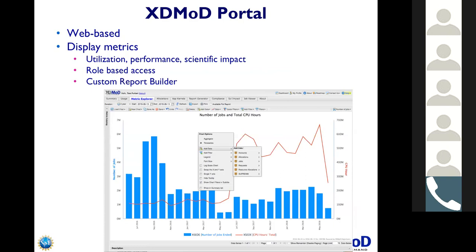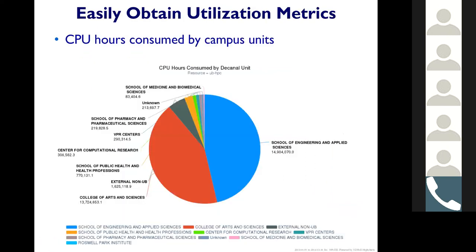It's role-based, so if you're a center director, you see globally. If you're a user, you see your usage. If you're a PI, you see not only your usage, but also the people that are working within your group. And so, for example, you can very easily attain CPU hours consumed by various campus units, in this case, School of Engineering, College of Arts and Sciences, and it allows you to generate pie charts, column charts, bar charts, line charts, but it's pretty easy.